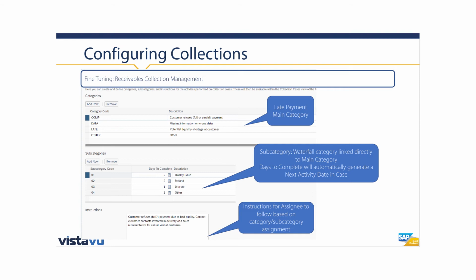And then last, within each of the different subcategories, you'll assign the different instructions. So it just basically tells the collection agent what they need to do. Do they need to send a task to ABC person, or do they need to go in and reprint an invoice, or things like that? So it just really guides them as to what actions they need to take.